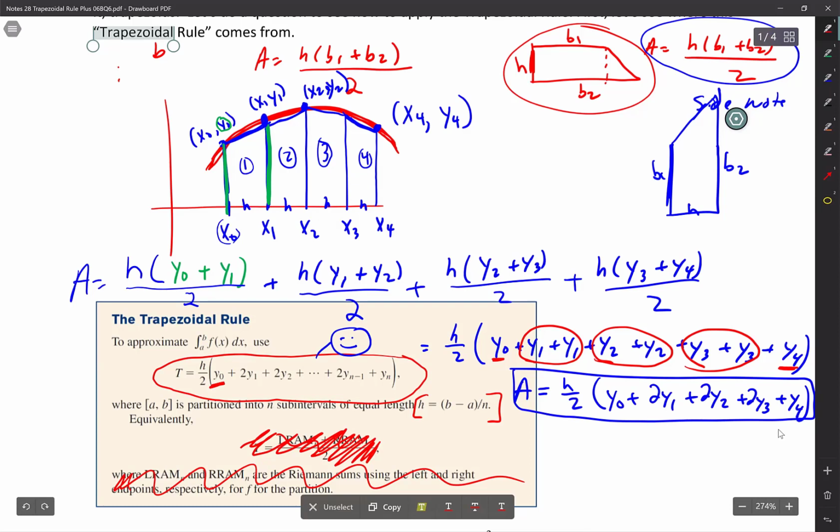Y naught is your first point, yn is your last coordinate, the yn minus 1 is your second to last coordinate. So if you have 4 trapezoids, you need 5 points. So however many trapezoids, you need 1 extra point. If you want 3 trapezoids, you need 4 points, quote unquote, 4 y values.